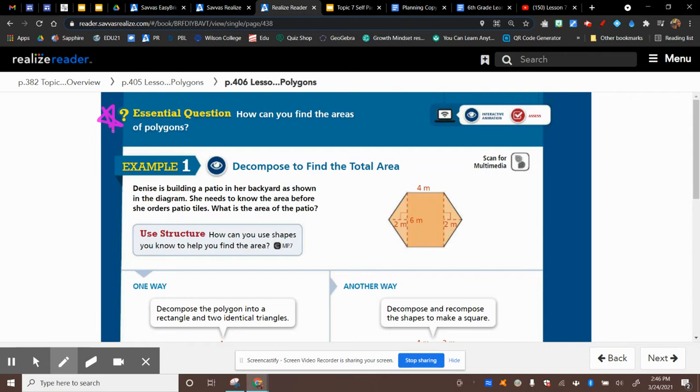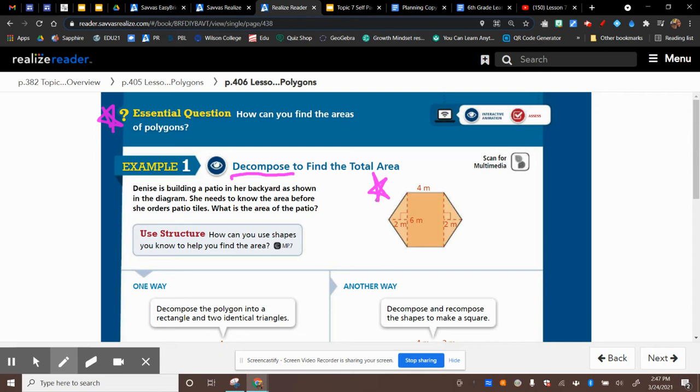So we're going to start with example one. It says decompose to find the total area. So when we decompose a shape, we take a shape that's given, for example, this patio shape, and we decompose it into shapes that we know how to find the area of. We look for shapes that we recognize. So let's jump into example one.